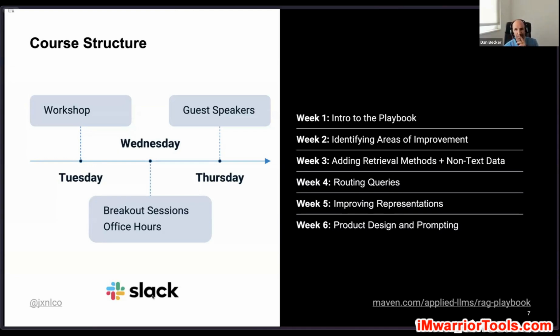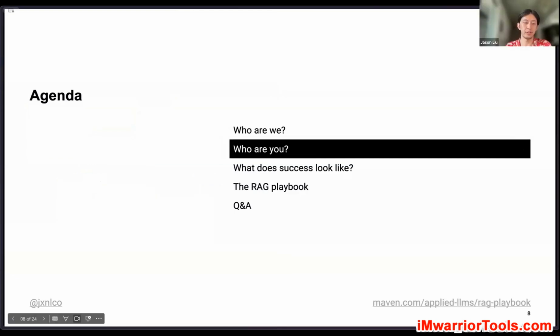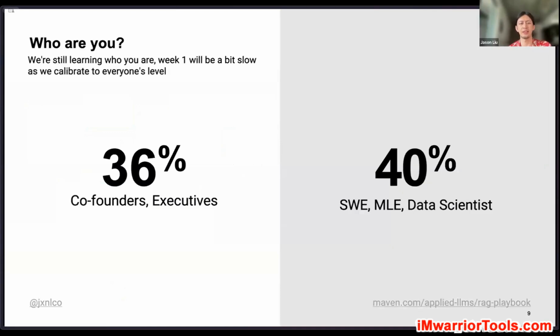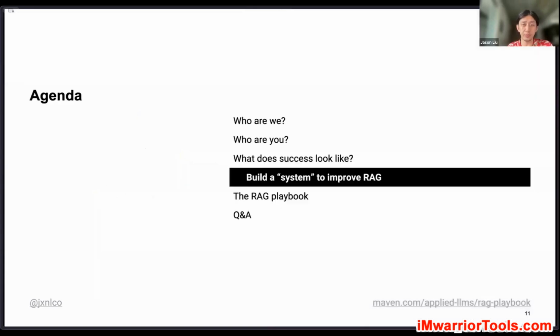You don't need to read them aloud, but the list of topics is over here on the right. Great. All right. I also want to go over a view of who everyone else here is. Through some analysis, we found about 40% of the people are co-founders and executives. The other 40% are software engineers, MLEs, and data scientists. I think this week will feel a little bit slow as we calibrate to everyone's level. But as we go through office hours, I can adapt some of the last 2-3 weeks of the content to make sure it's actually answering the questions you care about. So let's jump into a little bit about what a system looks like, talk about the playbook, and then I'll jump into the actual workshop slides.